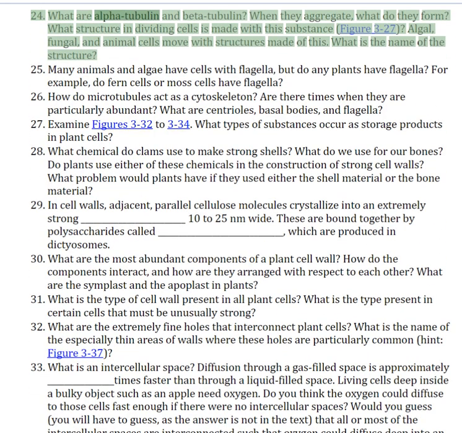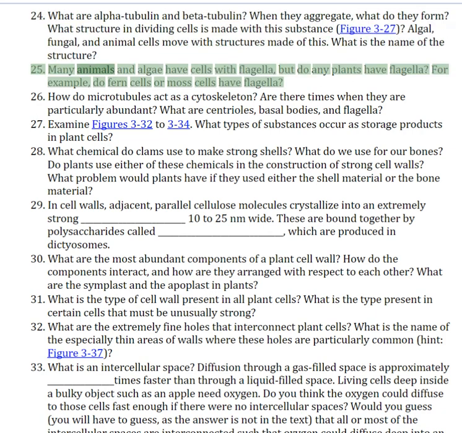24. What are alpha-tubulin and beta-tubulin? When they aggregate, what do they form? What structure in dividing cells is made with this substance? Algal, fungal, and animal cells move with structures made of this. What is the name of the structure? 25. Many animals and algae have cells with flagella, but do any plants have flagella? For example, do fern cells or moss cells have flagella?